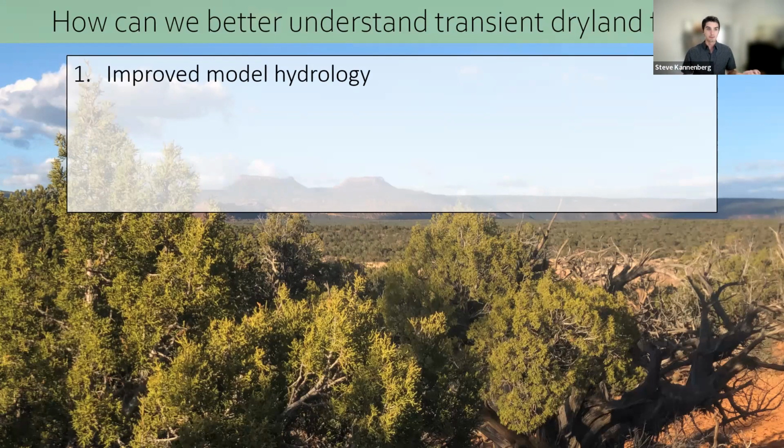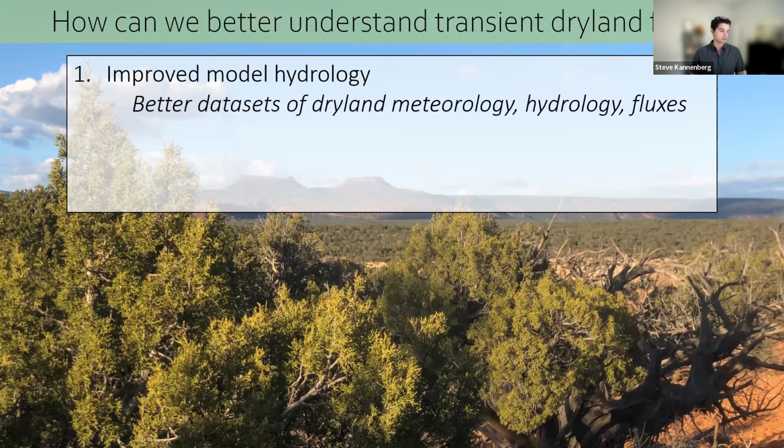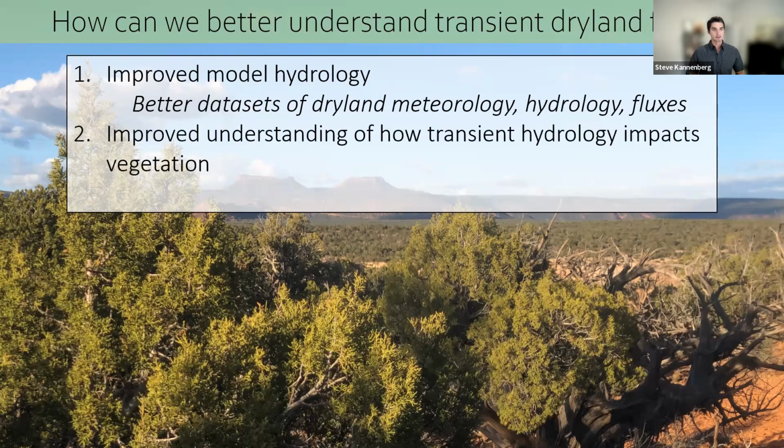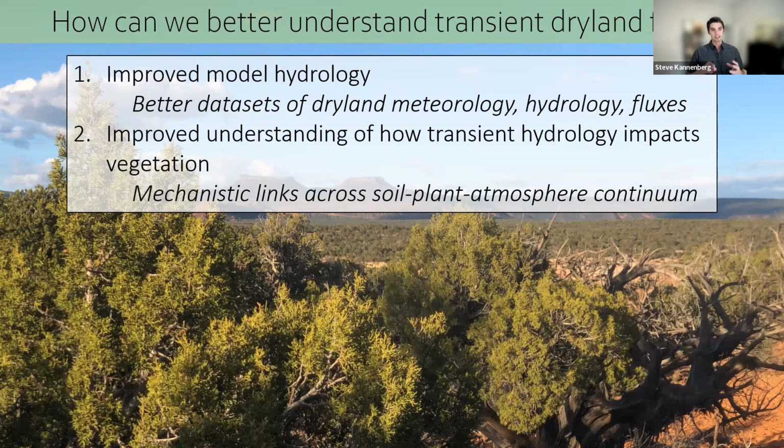But if you know me, I am not a modeler in any capacity, but I still think there's a really important role for people like me in tackling this question, which is we can supply better data sets of dryland meteorology, hydrology, and fluxes. The second way we can improve our understanding of these really transient fluxes is a better understanding of how some of these transient meteorological or hydrological dynamics impact vegetation physiology, which necessitates making all of these mechanistic links between these processes across the whole soil plant atmosphere continuum.